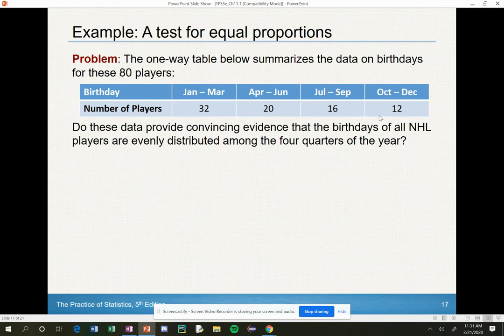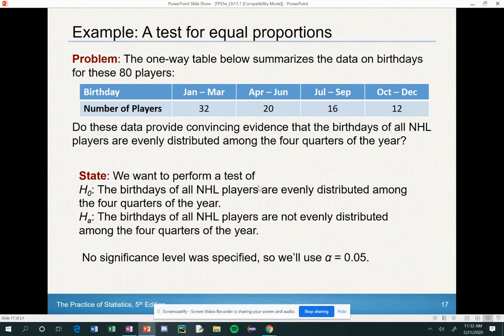I wonder if this book's theory is right, that people born in the earlier months of the year do have an advantage. So the question is, do these data provide convincing evidence that the birthdays of NHL players are not evenly distributed among the 4 quarters of the year? So step one is to write the hypothesis. That's to state the problem. Notice we're describing it in words.